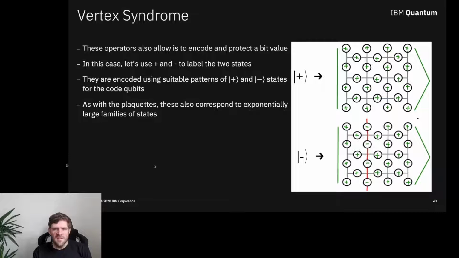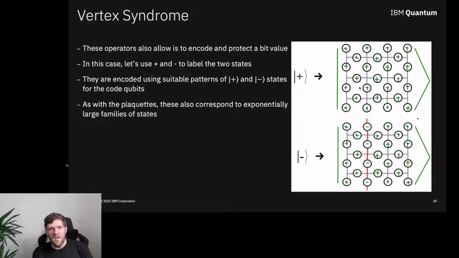So these operators can also allow us to encode and protect a bit value. But this time they're protecting against phase flip errors rather than bit flip errors. So let's think how they do that. Let's associate our two values with plus and minus. And we can associate the plus state with a state which has even parity on all of the vertices. So the parity has to be done in terms of the pluses and minuses. That can be easily done by just having plus on everything.